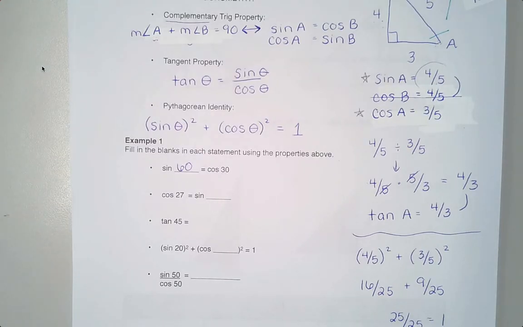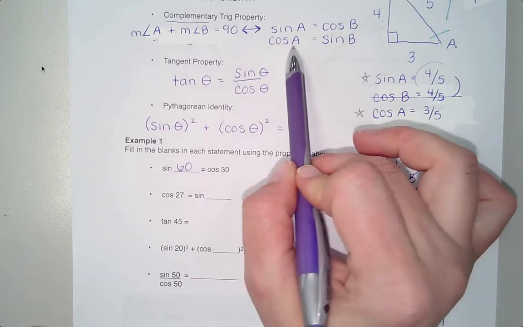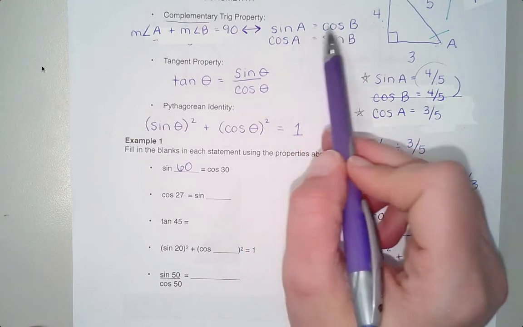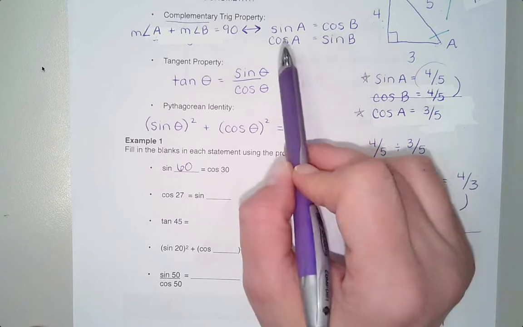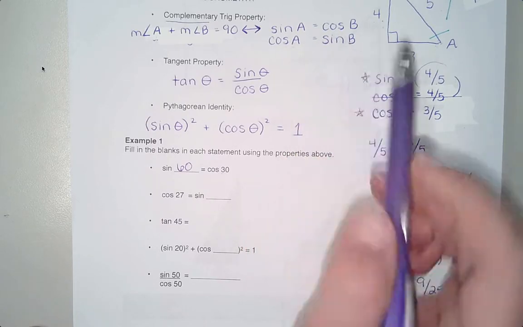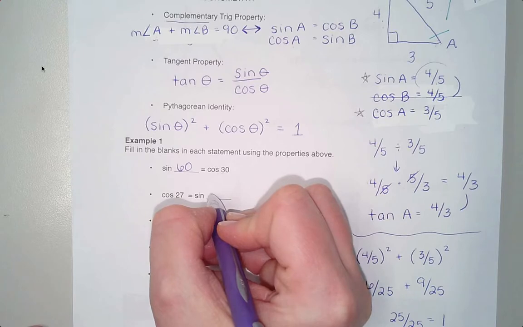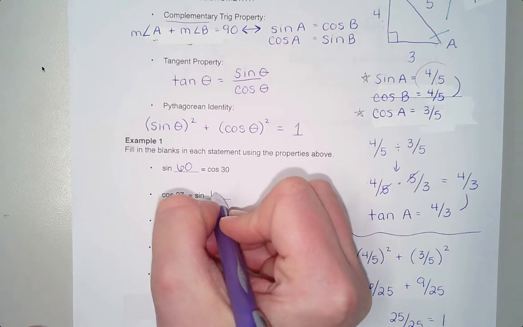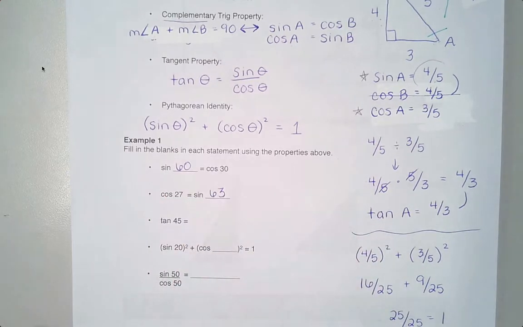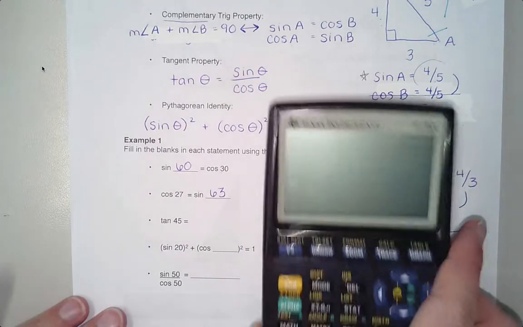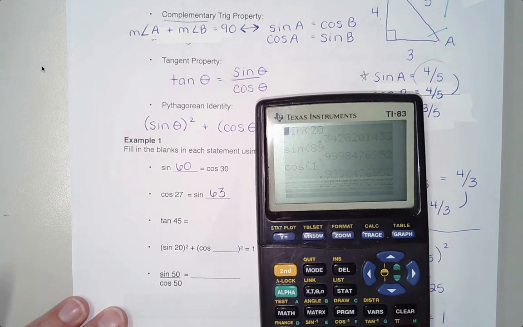Okay. So the next one, cosine of 27 would match the sine of what? Well, what do we know about A and B again? They would have to add up to 90. Mental math here, I think it's going to be 63 degrees. If I wanted to verify in my calculator, I could do cosine 27, sine 63, and they do in fact equal each other.